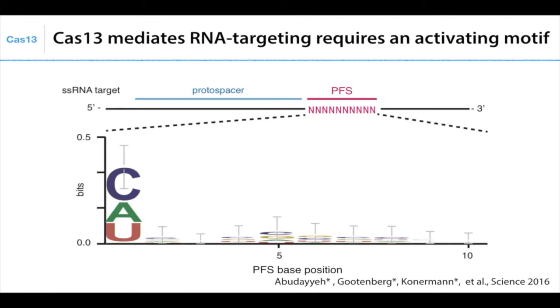So it turned out that the targeting rule is quite simple. If this is the RNA that we're trying to target, and this is the site that we're targeting, then it only needs to be flanked by a single base.